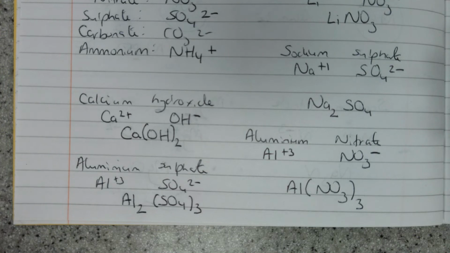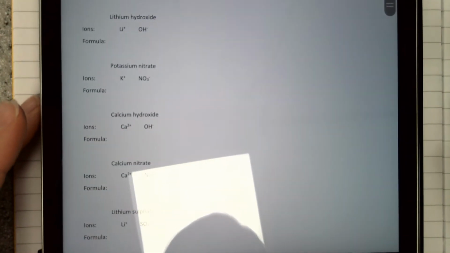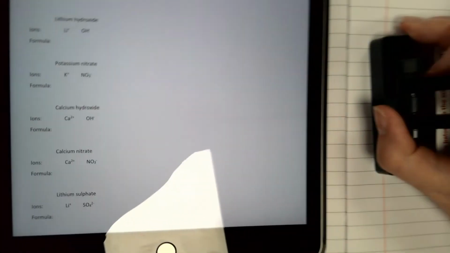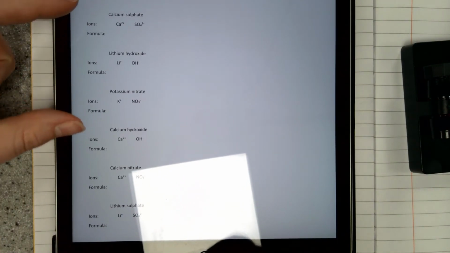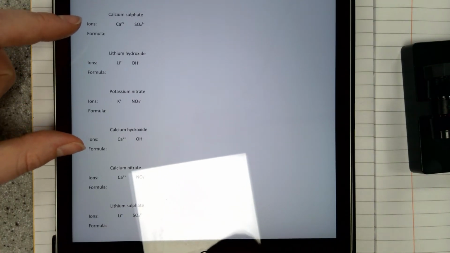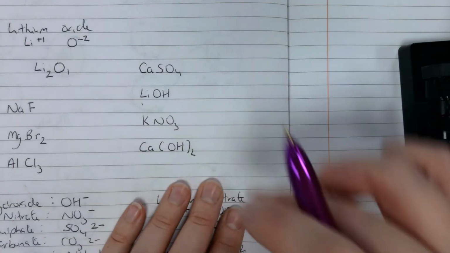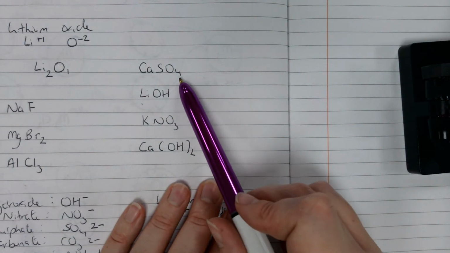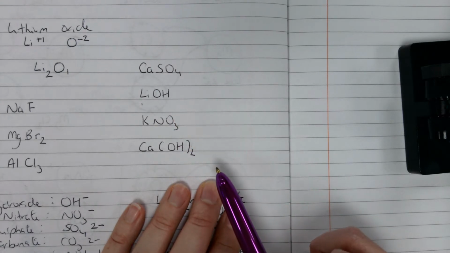Have a go at doing a few of these for yourself. Have a go at doing these 4: calcium sulfate, lithium hydroxide, potassium nitrate, and calcium hydroxide. Again, I've given you the ions. You're not going to get that in the exam. You do need to know them off by heart. Okay, so there you've got your answers: CaSO4, LiOH, KNO3, and Ca(OH)2.